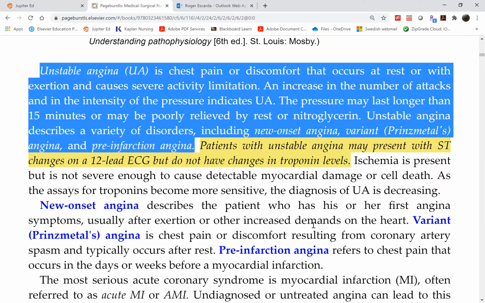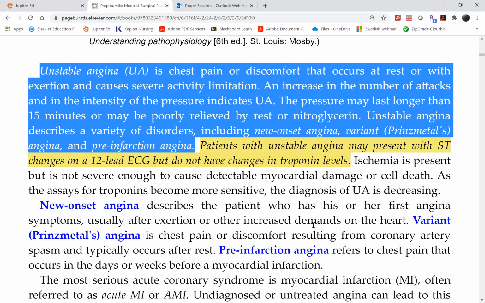Unstable angina is chest pain or discomfort that occurs at rest or with exertion and causes severe activity limitation. An increase in the number of attacks and in the intensity of the pressure indicates unstable angina. The pressure may last longer than 15 minutes or may be poorly relieved by rest or nitroglycerin. Unstable angina describes a variety of disorders, including new onset angina, variant Prinzmetal's angina, and pre-infarction angina.